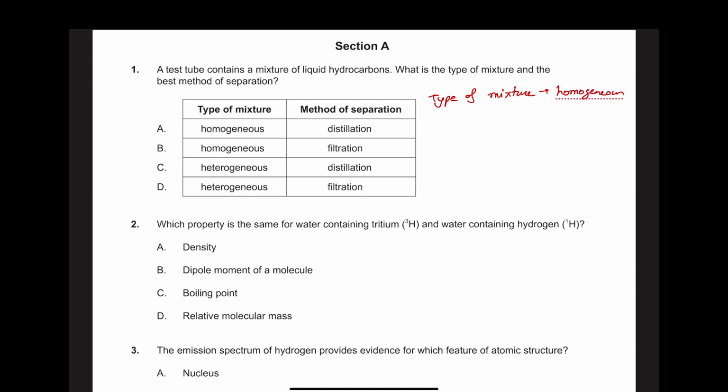Now, how do we separate homogeneous mixtures? If you look at the methods of separation, you have filtration and distillation. Obviously, the answer is distillation, because with distillation you can separate the liquid hydrocarbons based on their boiling points. But why will filtration not work in this case? Because filtration is used to remove a solid from a liquid. If you have sand and water, you can use filtration to remove the sand from the water. But if you have a homogeneous mixture, you have to use distillation.